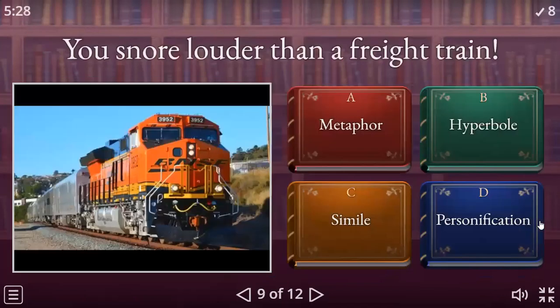This one, it can come both. You snore. Snore means sometimes when your father sleeps, he snores. You know the snoring of human beings? This is snoring. You snore louder than a freight train. So what will it be? Metaphor, hyperbole, simile, or personification? Personification and metaphor. Both are right. Excellent. If you say personification, it's right. If you decide to say metaphor, it's right. But here they made it like a metaphor.